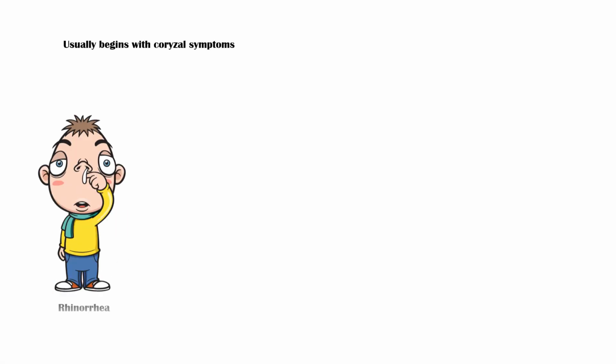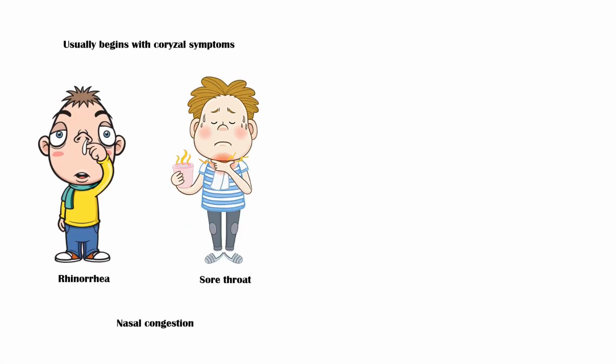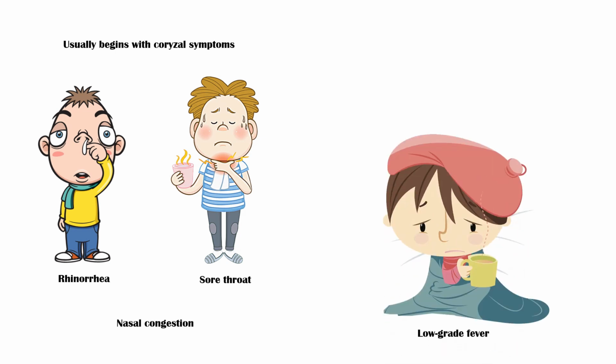Croup usually begins with coryzal symptoms such as rhinorrhea, sore throat, and nasal congestion, which are nonspecific. Fever is usually present and is low-grade. Within 1 to 2 days, the child develops the characteristic signs and symptoms, including a hoarse cry, a seal-like barking cough, and inspiratory stridor, which are acute in onset.